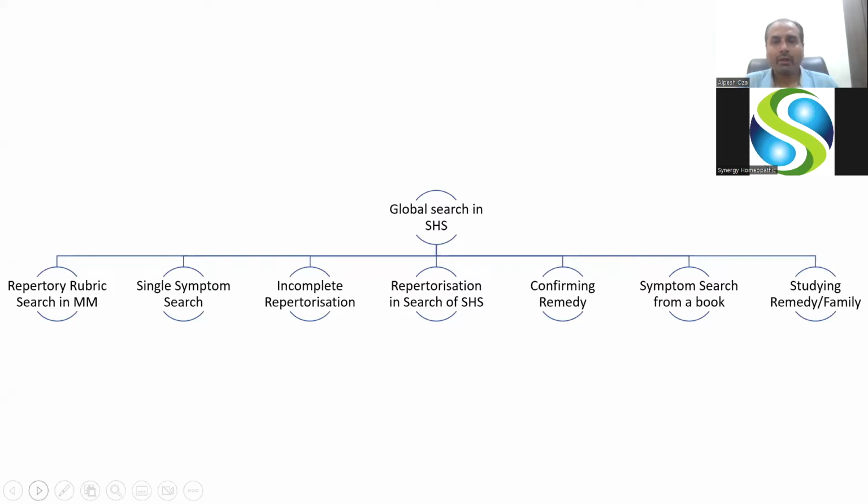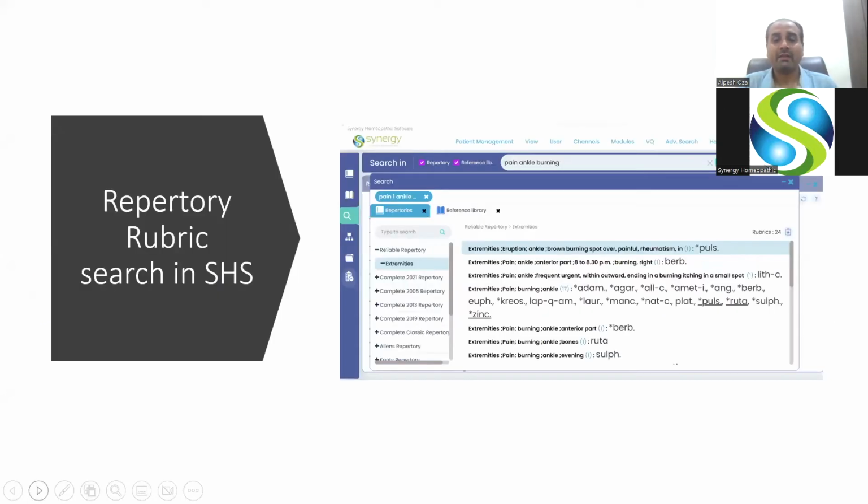So let's go over the first instance, which is making a rubric search. You'll have a case in your clinic where the patient has some sort of pain in the ankle, a kind of burning pain. So it's very, very simple. You know the rubric, you know how it is present in the repertory, where it is present, and you know which repertories can show you those rubrics, the bigger repertories especially.